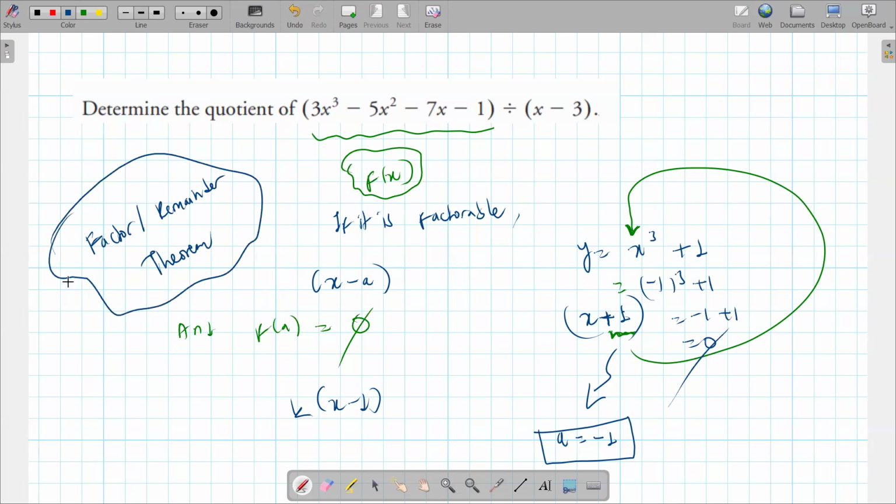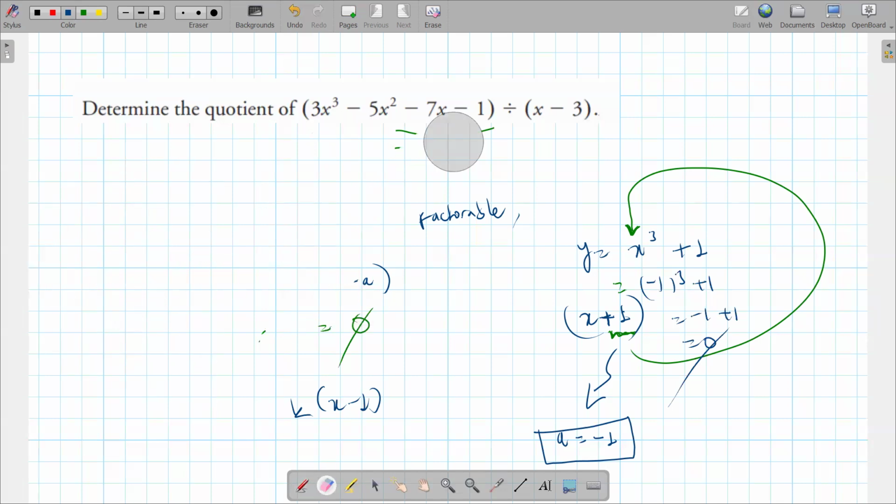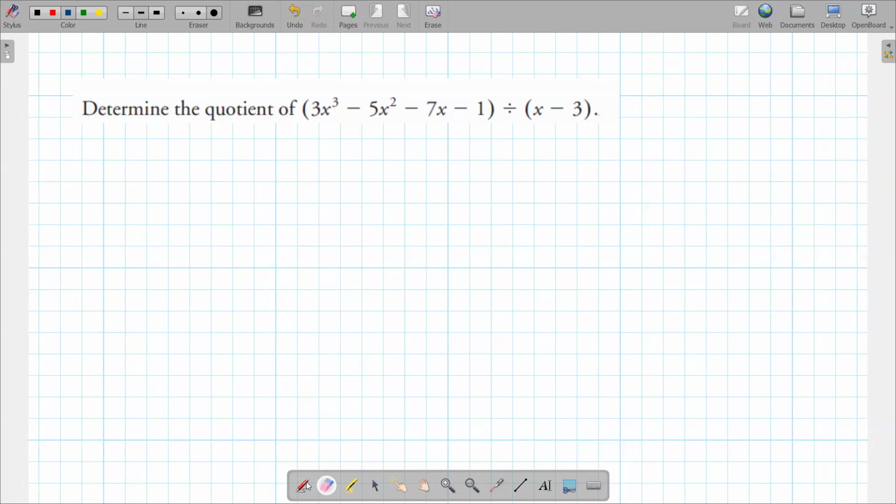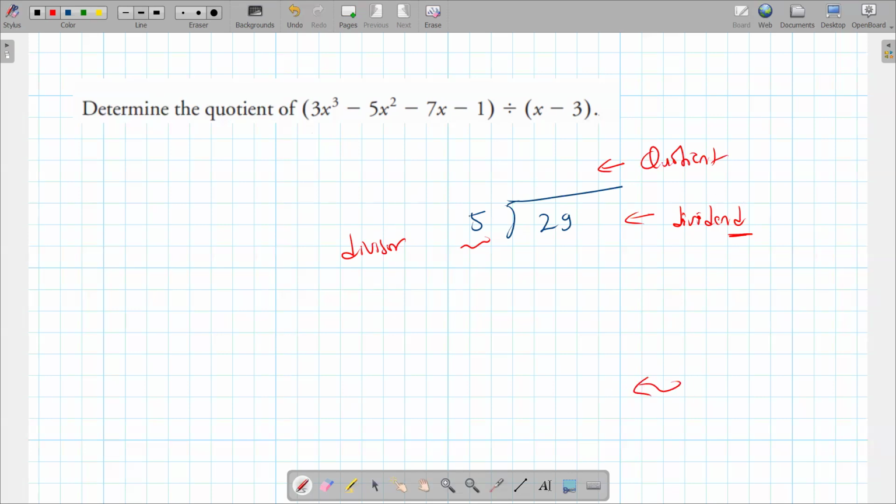So what we're going to do here is the question simply says determine the quotient. Quotient is the thing that's on top. For example, you have 5, that's your divisor. Let's say you're dividing 29. This is your dividend. Dividend with a D. This is your divisor. What you get up top here is your quotient, and what you get down here at the end is your remainder.